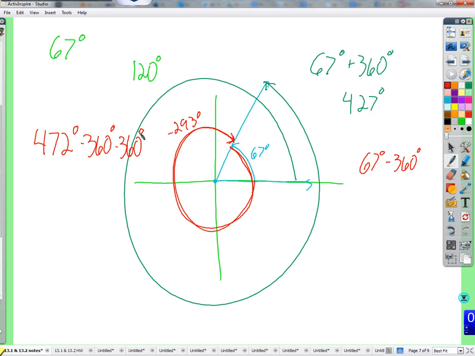So how do we measure angles? How do we measure distances? In meters. Yards. Inches. So angles are measured in degrees.